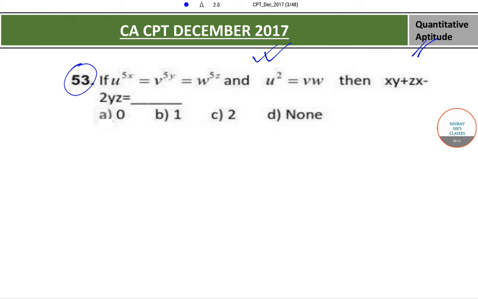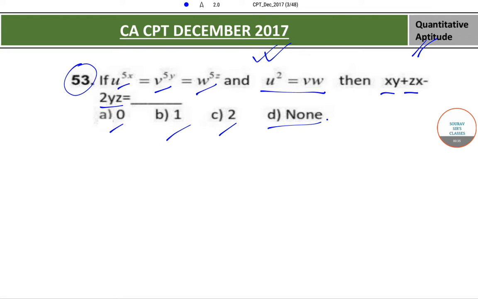In question number 53, it has been said that if u to the power 5x is equal to v to the power 5y is equal to w to the power 5z and u square is equal to vw, then xy plus zx minus twice xyz is equal to option A 0, option B is 1, option C is 2, and option D is none of these. So let us start off with the question.